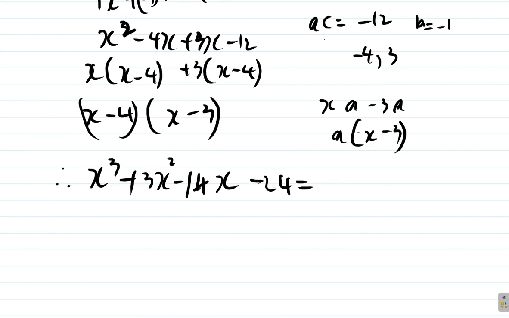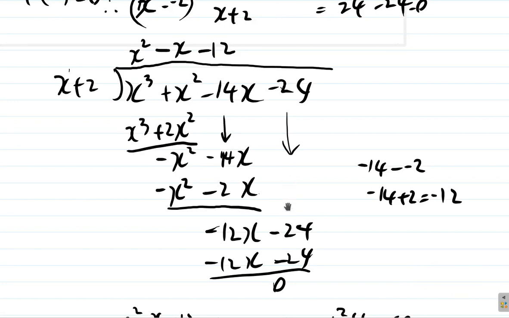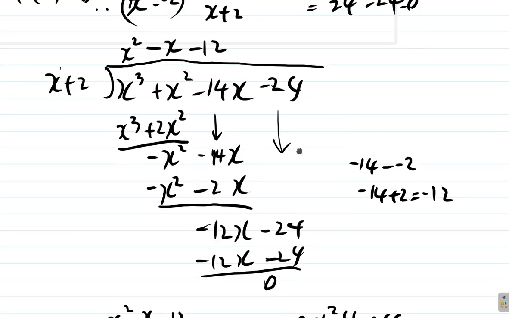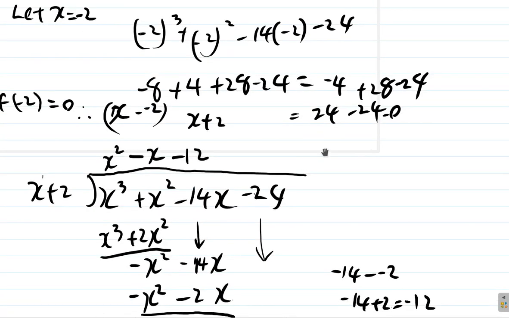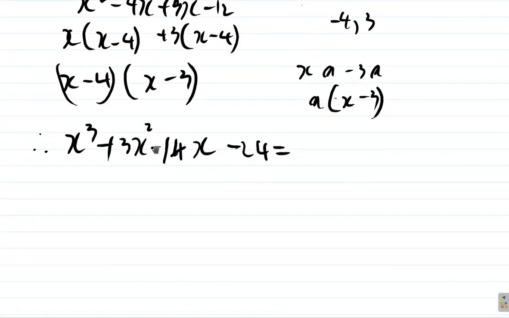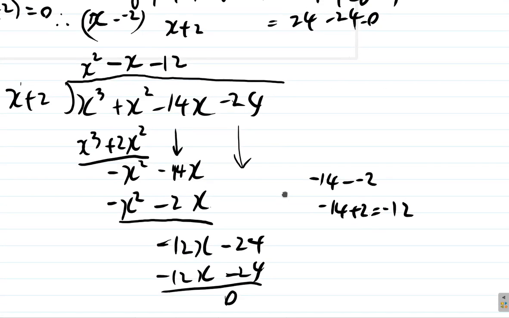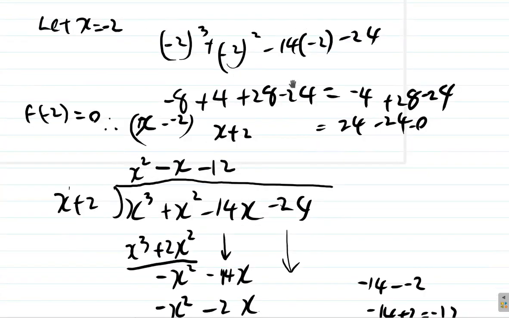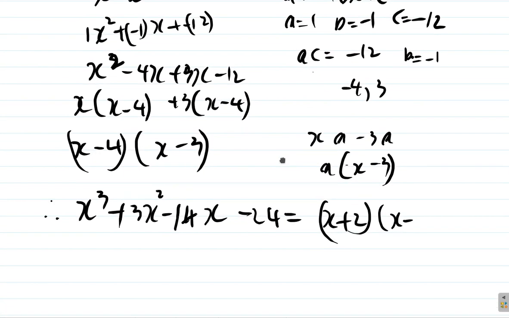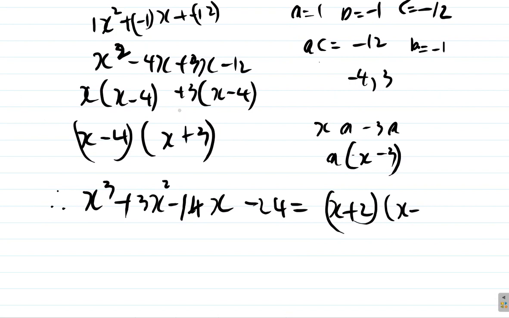Is equal to, the first factor we had was x plus 2, right? x plus 2, x plus 3, x minus 4. x plus 3 and x minus 4. Completely factorized.